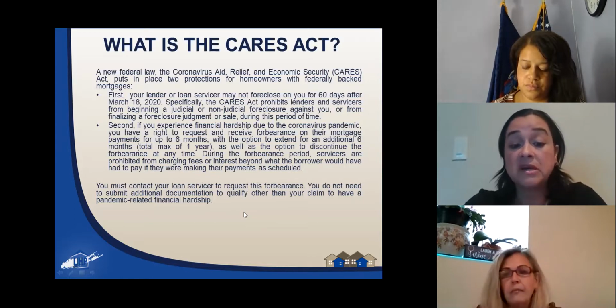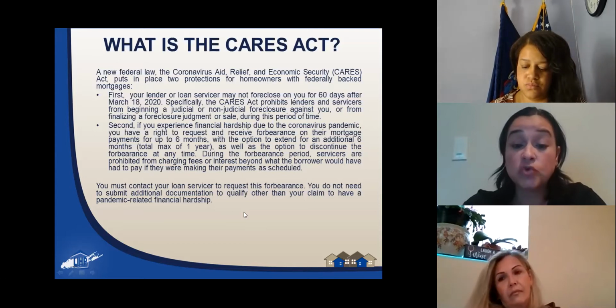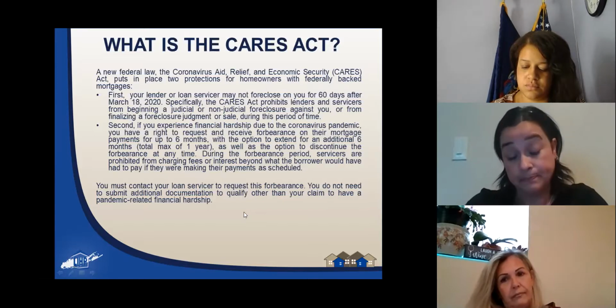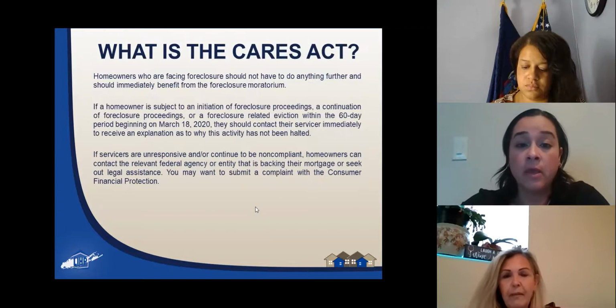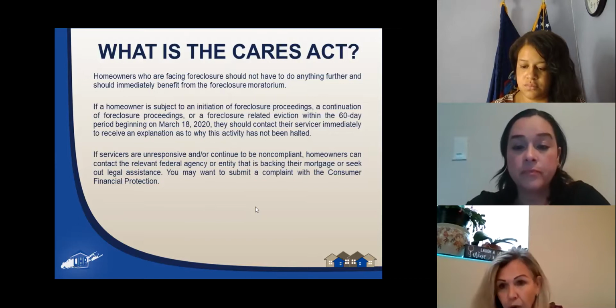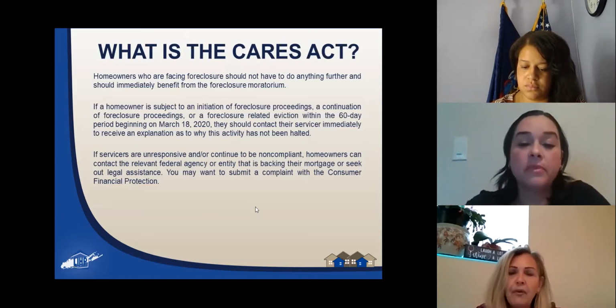But as you see here, you must contact your loan servicer to request that forbearance, like I mentioned earlier. You do not need to submit any additional documentation other than your claim that you've been affected by COVID-19, okay? They might send you an acknowledgement after you request it, and you sign and send it right back to them. Correct. It will tell you what your forbearance is going to be, how long it is going to start with, but please open your mail, because it will come in an envelope, and I know people get afraid to open their mail, and your forbearance might be in one of those envelopes.